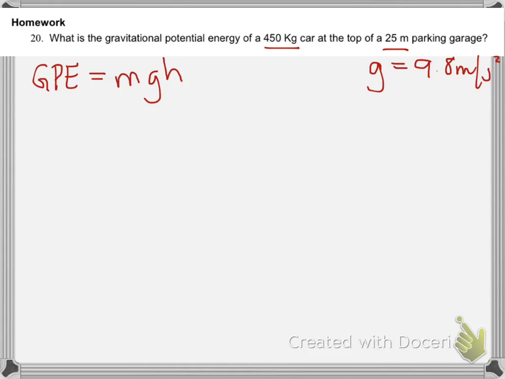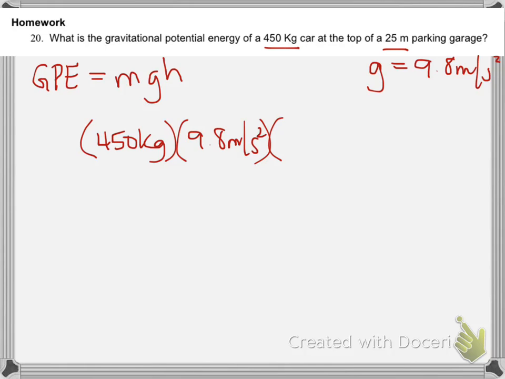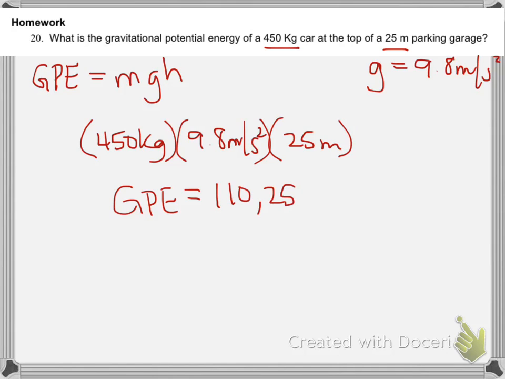So we have the information to plug into our equation, and we would get 450 kilograms times 9.8 meters per second squared times 25 meters to give us a gravitational potential energy of 110,250 joules.